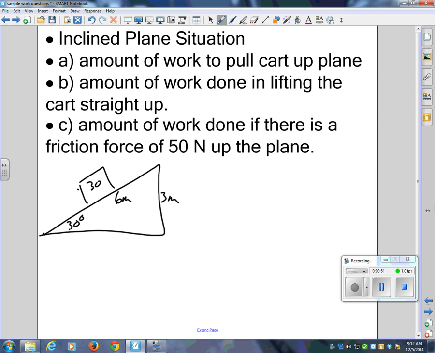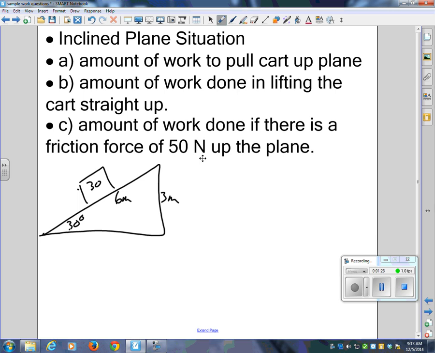Is that all you have? That's everything? Okay, so the amount of work to pull the cart up the plane. So, when you lift something, just lifting a box or whatever, you do work against the force of gravity. When you push it up the plane, do you do work against the force of gravity? Yes. All of the weight force, Joey? No.